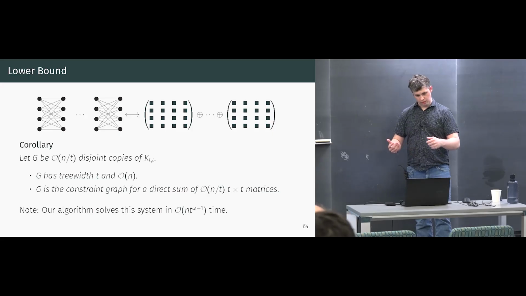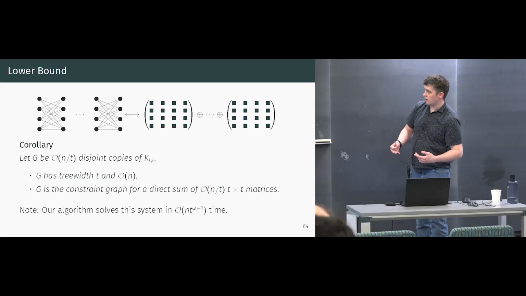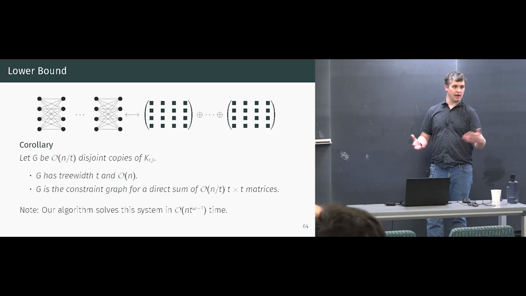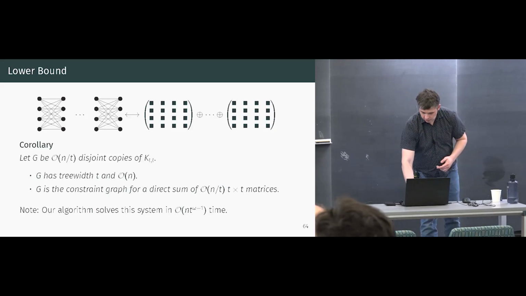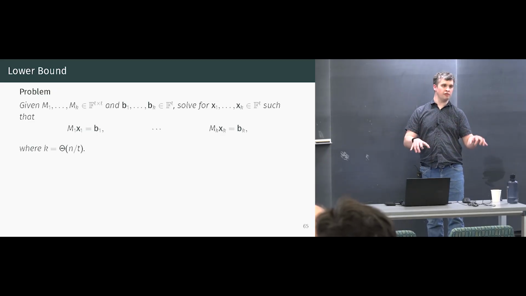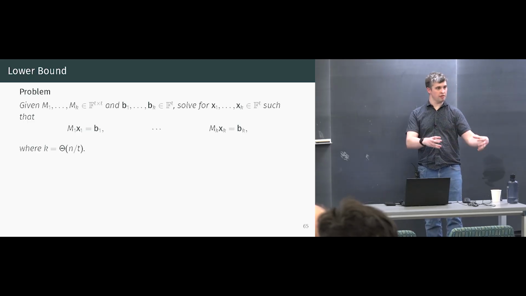So our algorithm will solve this particular system, seeing as it's tree width t and linearly many vertices in n, in n t to the omega minus 1 time, right? But on the other hand, this system is describing a whole bunch of completely independent linear systems that we want to solve. N over t of them, they're all size t.